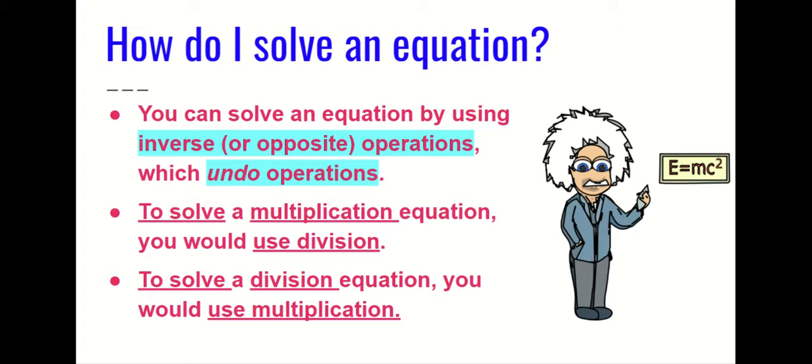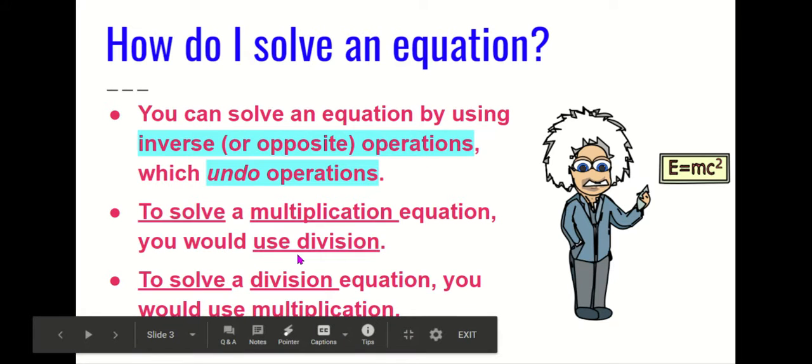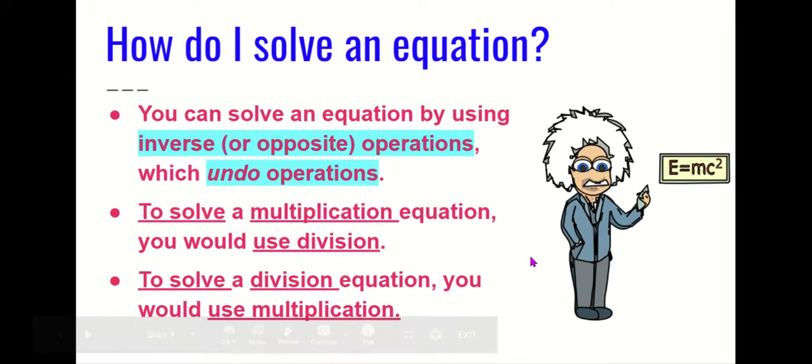So how do I solve an equation? You can solve an equation by using inverse or opposite operations. And remember, those operations undo the operations. So to solve a multiplication equation, we would use division. And to solve a division equation, guess what? We would use multiplication. Okay? So let's continue. And we're going to watch a little video.